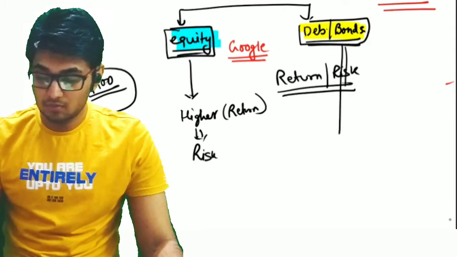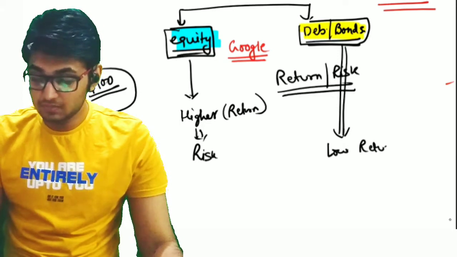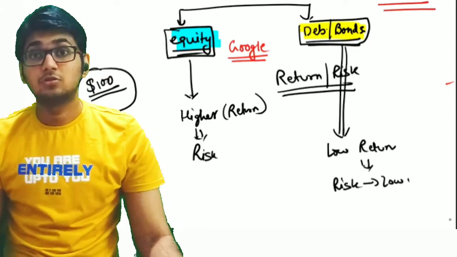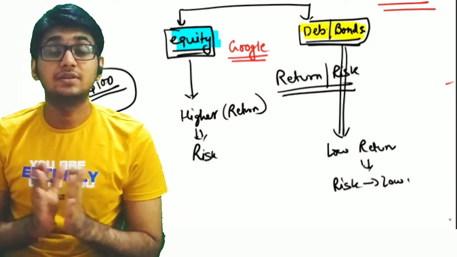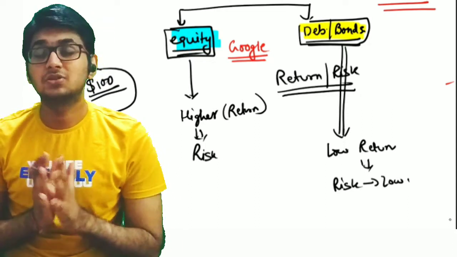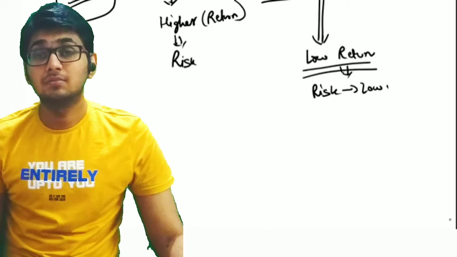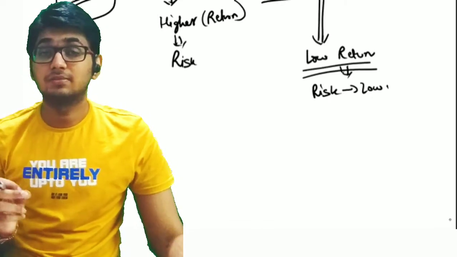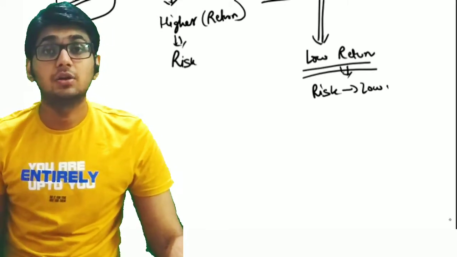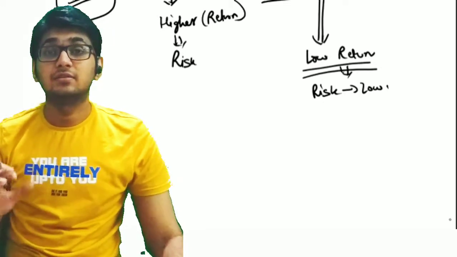And when I say bonds and debentures, they are giving you low return, but the risk is also very low. So you need to understand the trade-off between risk and return. Where should I park my money? It is completely dependent on how much risk I can bear. Now what can be the risk? There is low risk, but there is still risk. I cannot say that it is 100% free.